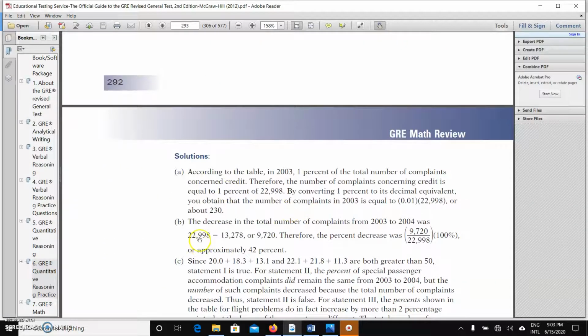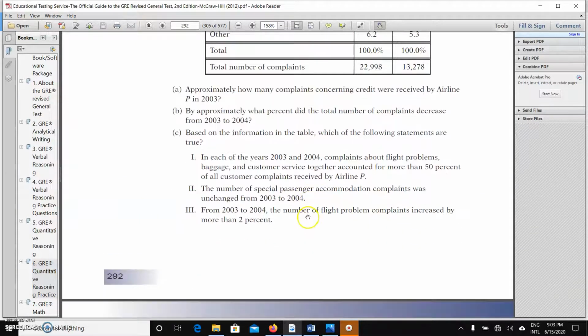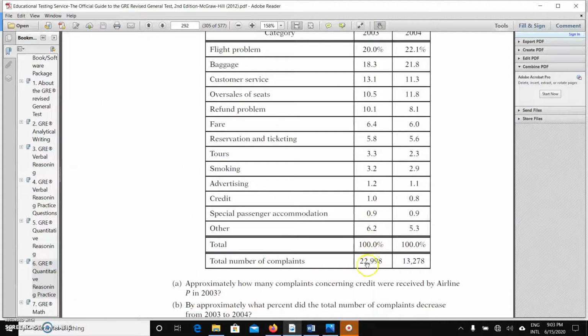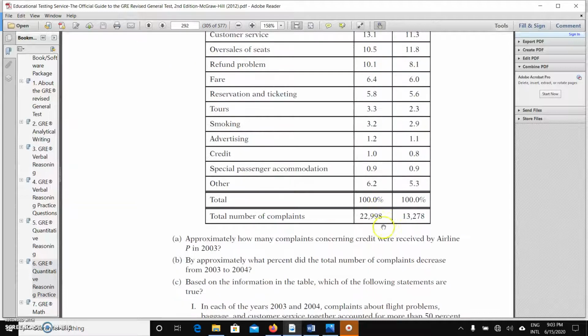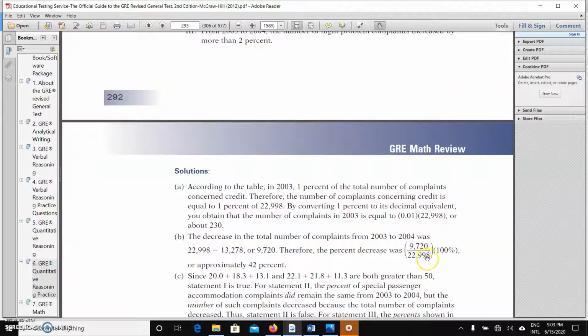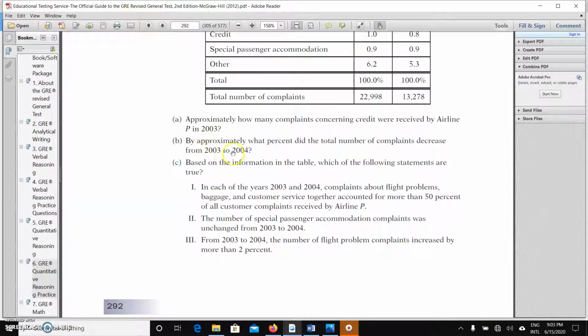The decrease will be 22,998 minus 13,278, which is going to be 9,720. So this one minus this gives you 9,720. That's the decrease. So the decrease over the initial amount. The initial amount is going to be the 2003 value, the total amount. So that's what we have, times 100. That gives you 42%. That's the percentage decrease. Now, let's move on.